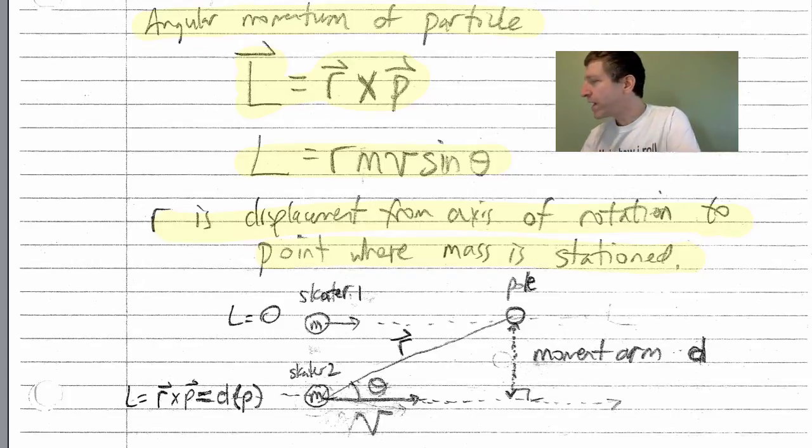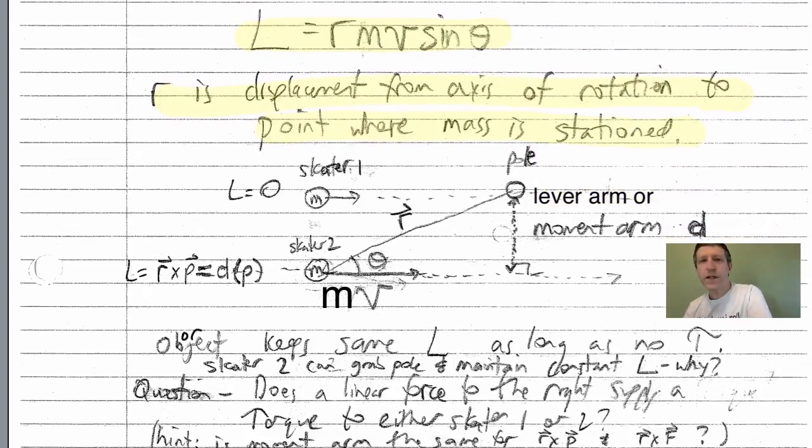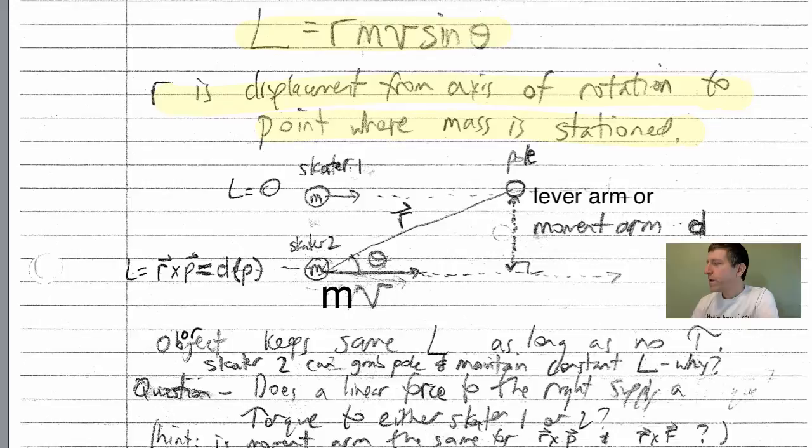Now let's take a look at how it is possible that a particle can have angular momentum. So here what we have is two skaters. Skater 1 is headed directly towards a pole. And they're going to try to grab that pole and spin around it. Skater 2 is headed at some distance d away from the pole.